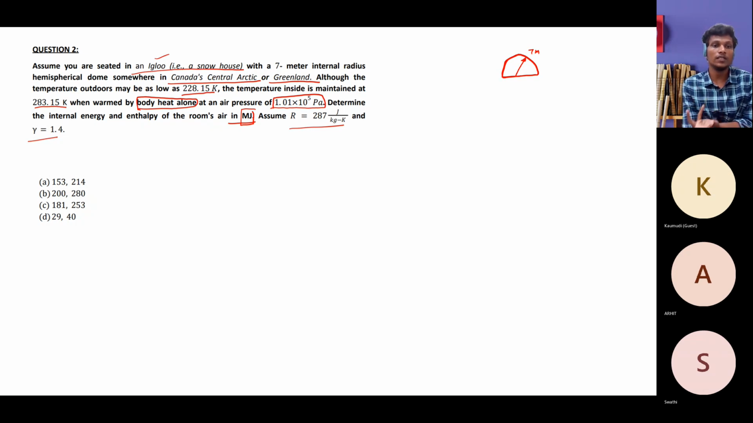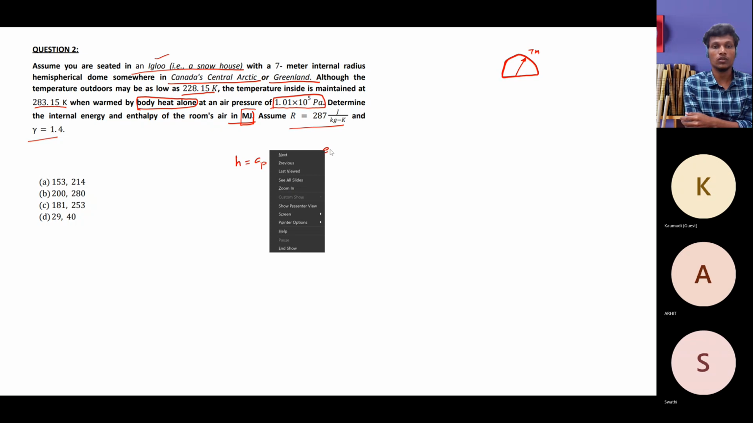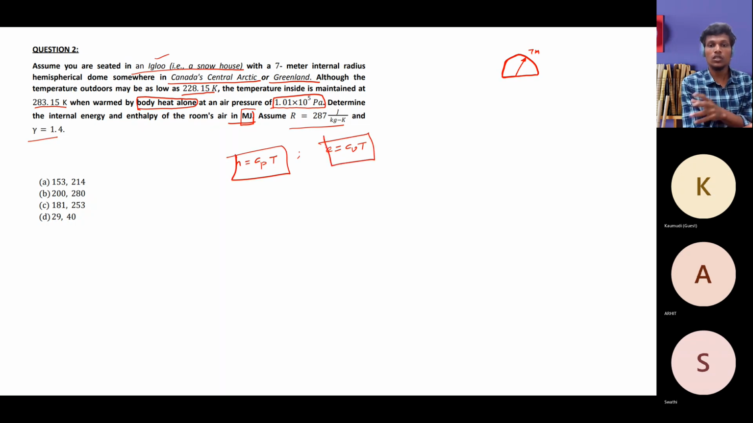We need to find the total energy present inside this igloo. That means internal energy is one thing and enthalpy is another, so we need to calculate these two. The first formulation to come to mind is internal energy and enthalpy per unit mass: h equals CpT for enthalpy, and u equals CvT for internal energy. This is basic thermodynamics. Now, we have the temperature inside but we don't have Cp and Cv. How to get Cp and Cv?